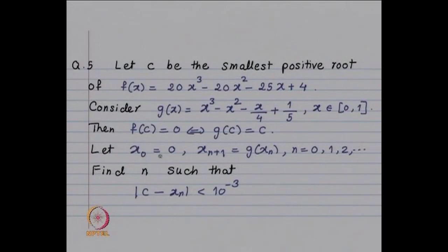Take x 0 to be equal to 0 and x n plus 1 is equal to g x n. So, these are our Picard's iterates. We want to find n such that modulus of c minus x n is going to be less than 10 raised to minus 3. So, we are first going to look at how the zeros of f are going to be. It is a cubic equation, so it is going to have three roots. We look at the smallest positive root, so that its approximation we are considering. We will show that f c is equal to 0 if and only if g of c is equal to c, and finally, find n which will imply that the error is less than 10 raised to minus 3.